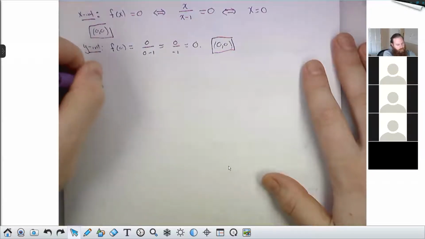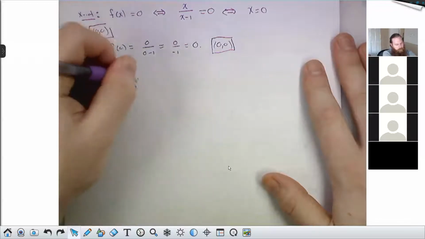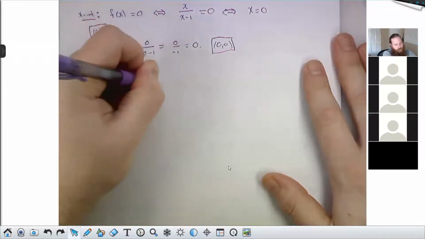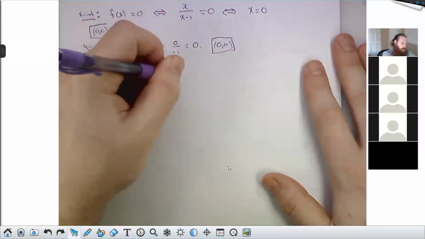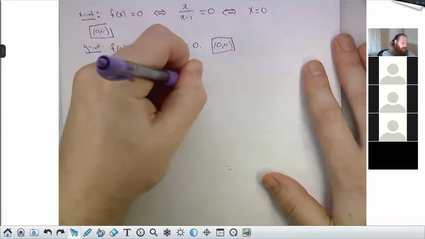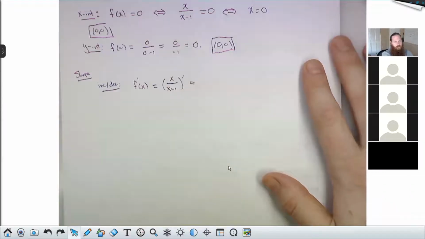Increasing, decreasing. This comes from f prime. So here we need to differentiate the function x over x minus one. And I think most people, when they look at this, would jump in with the quotient rule.